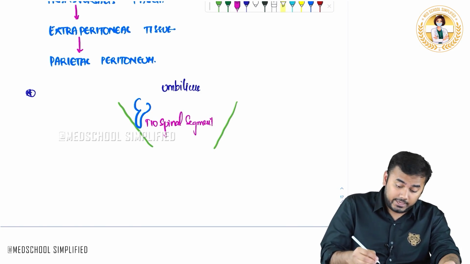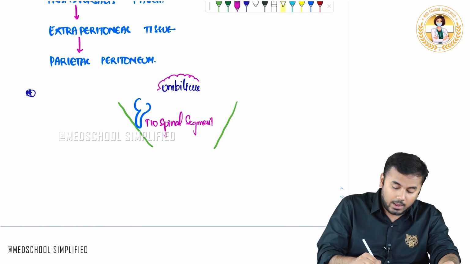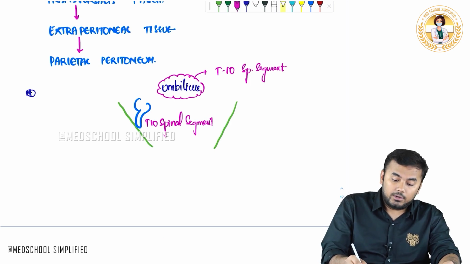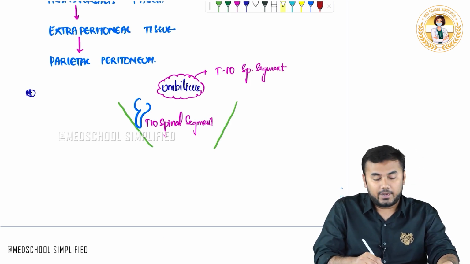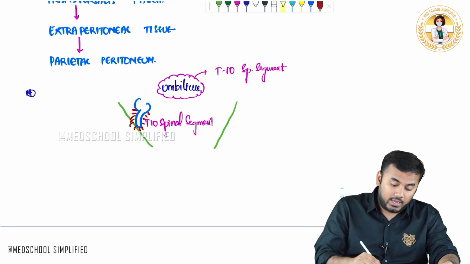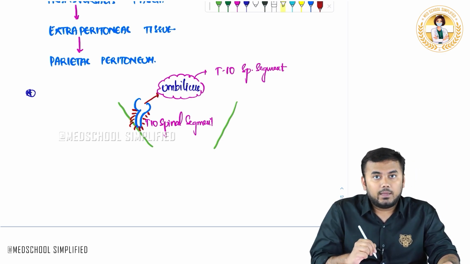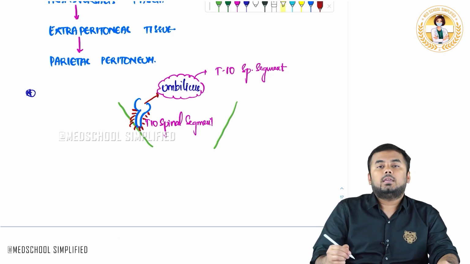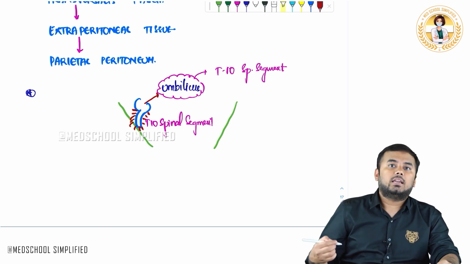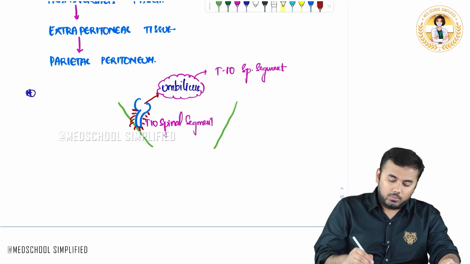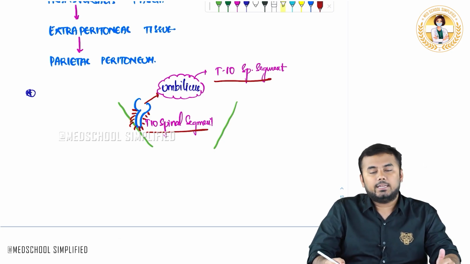Okay, so the same T10 spinal segment also supplies your umbilicus. That is the reason why, whenever you have any kind of infection of the appendix, you call it appendicitis. So whenever a patient is having appendicitis, what will happen? The pain is periumbilical. Why is the pain periumbilical? Because the same nerve supplies the umbilical region also. So in a patient with appendicitis, there is a referred pain around the umbilicus, because both of them are innervated by the T10 spinal segment.